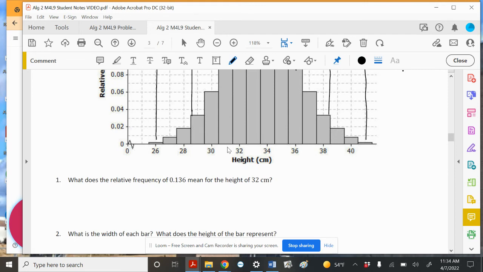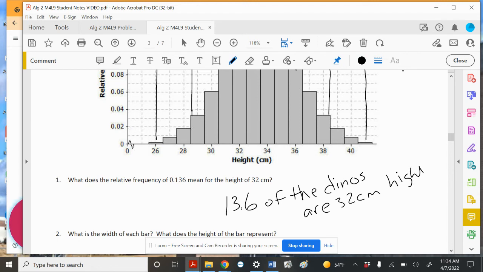So what does it mean? What does the relative frequency of 0.136 mean for a height of 32? That means 13.6% of the compies, of the dinos, I'm going to put dinos, are 32 centimeters high. Okay, not height, but high. Okay, so that's what we have for that particular value.